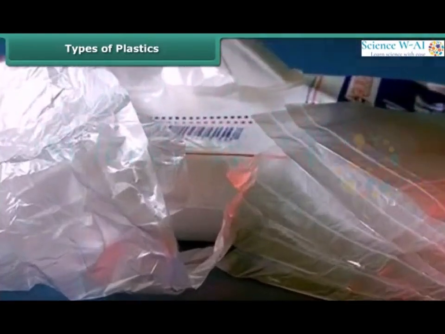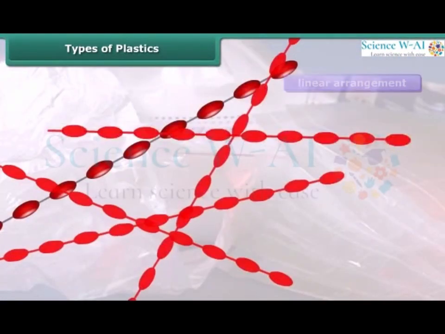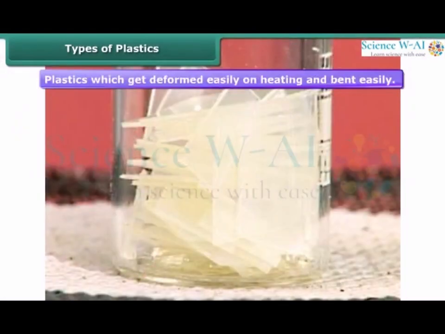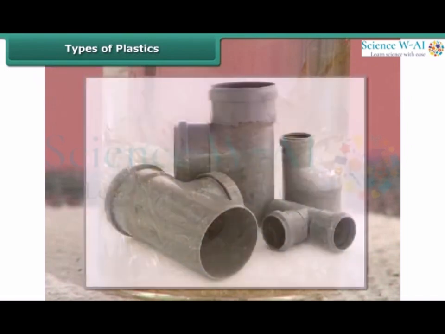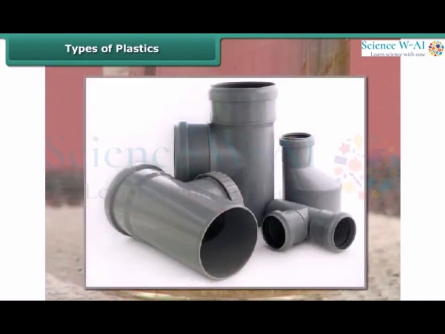The constituent units of thermoplastics have a linear arrangement. On being heated, thermoplastics become moldable and soft. Now they can be recast in different shapes and then cooled, causing them to harden without any chemical change. Therefore, they can be recycled.